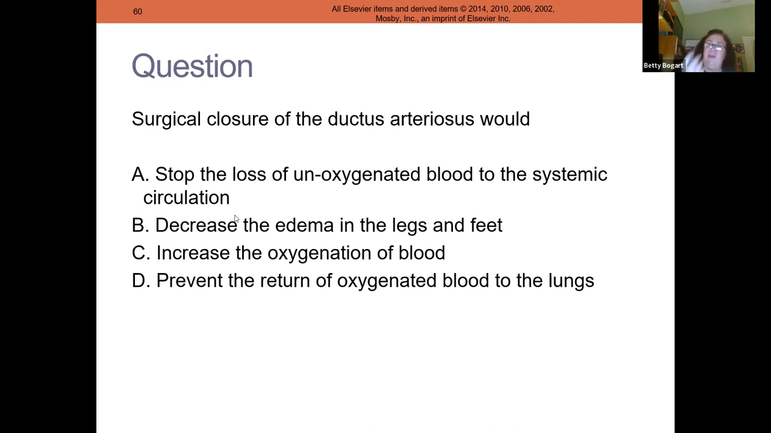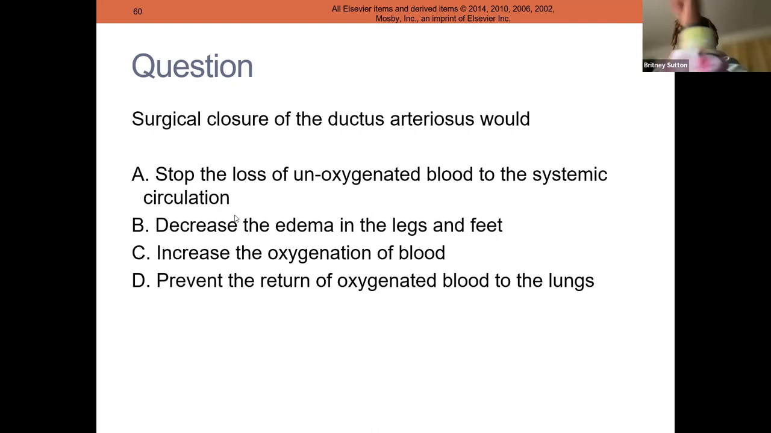Remember that left ventricle pumps hard and it pushes blood through the aorta, okay? So it goes by that PDA, so it forces blood back up into the lungs, right? So it prevents the return of oxygenated blood to the lungs. Make sense?